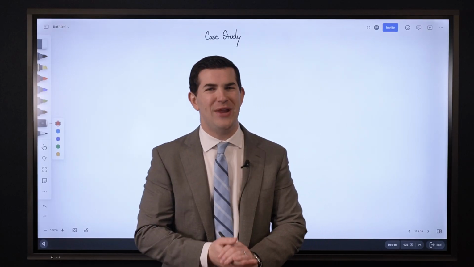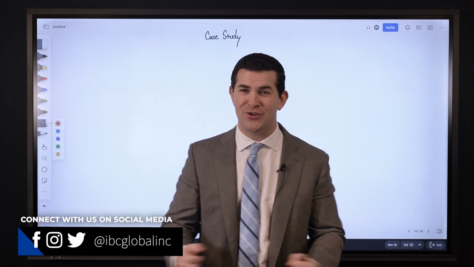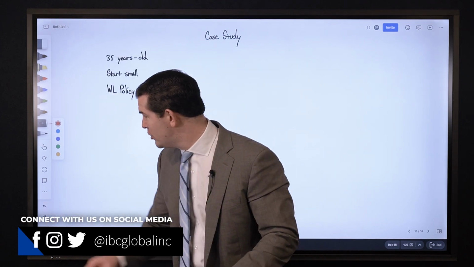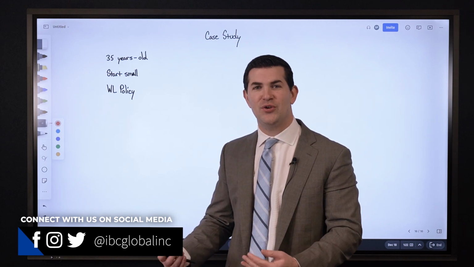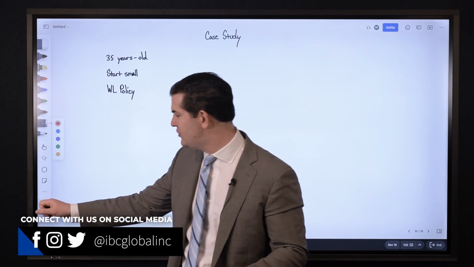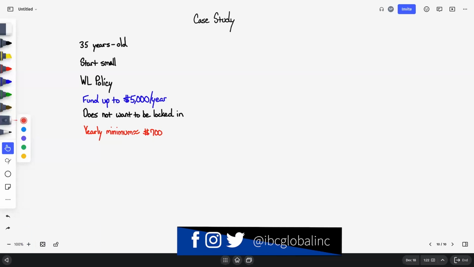All right, in today's video, we are going to look at an individual starting a smaller whole life insurance policy. We've got an individual who is 35 years old. He's interested in a whole life insurance policy for the cash value benefits, but he's looking to fund a policy with a maximum of $5,000 per year. So notice in blue here, we've got fund up to $5,000 per year.